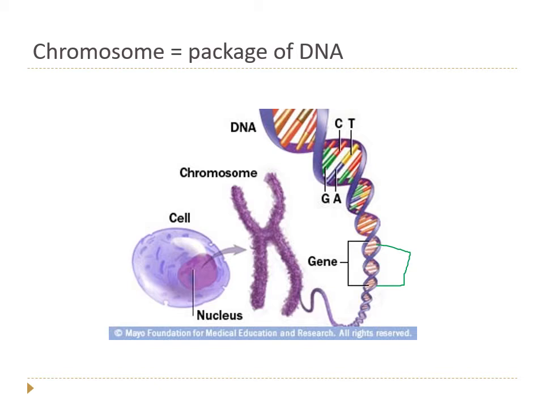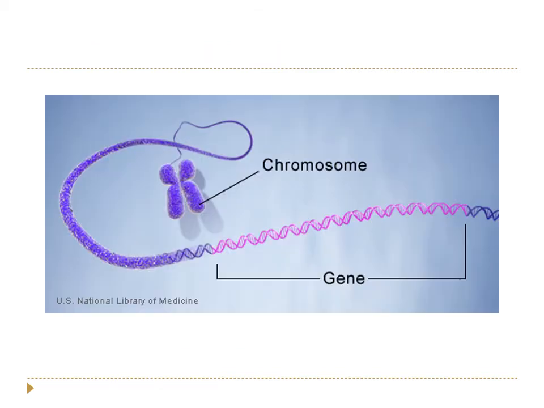The gene is a section of the DNA, and then our DNA is all coiled up and packaged into these little bundles called chromosomes. So a chromosome is a package of DNA, and a gene is a segment of DNA molecule that is code for a specific function or set of instructions.